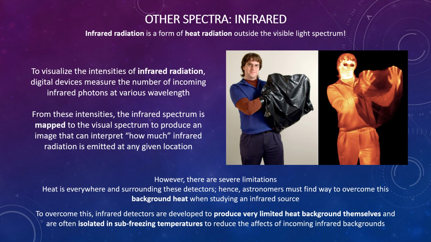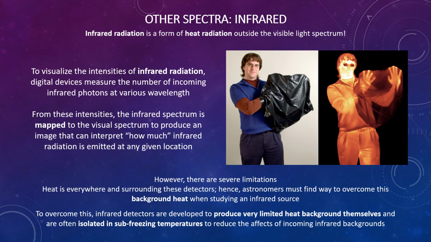So let's look at some other spectra, because we've been talking about the spectra recorded in the visible, but there are other wavelengths which we've talked about. So for the infrared, this is the form of heat radiation that is outside the visible light spectrum. To visualize the intensities of this infrared radiation, digital devices measure the number of incoming photons at different wavelengths, and these intensities are mapped to the visible part of the spectrum to produce an image, so that we can interpret how much infrared radiation is being emitted at a given location.